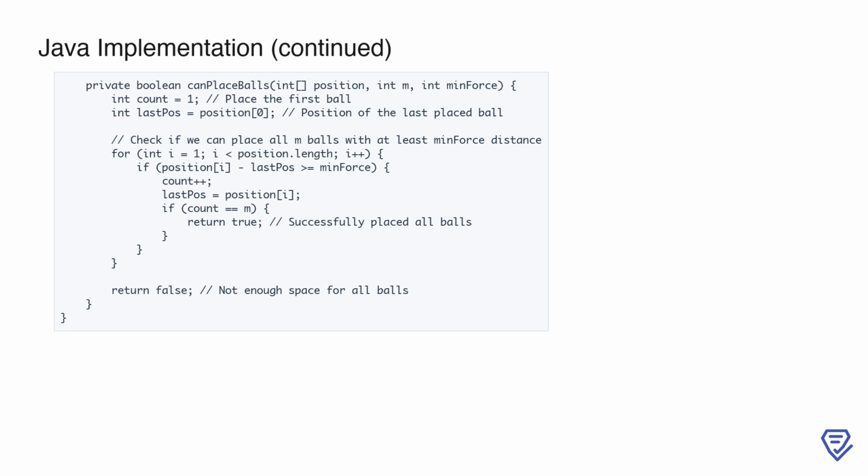If at any point we have placed all m balls, we return true because the placement was successful. If the loop ends without placing all the balls, we return false, indicating that it's not possible to maintain the required minimum distance with the current min force. This method ensures that the binary search in maxDistance is able to accurately test different force values.